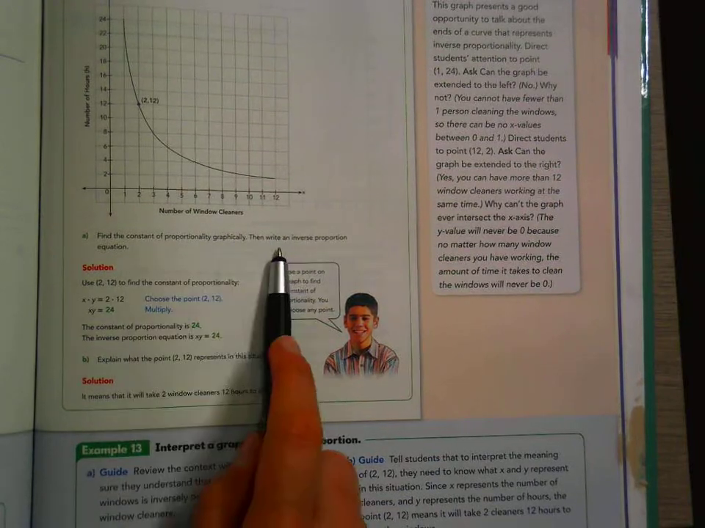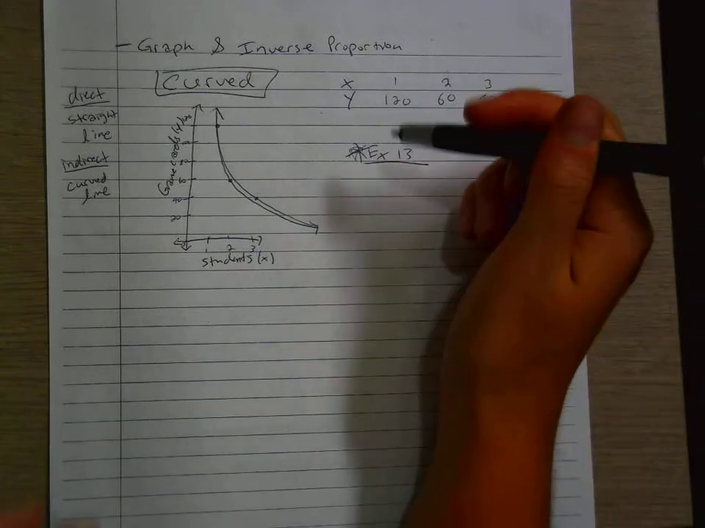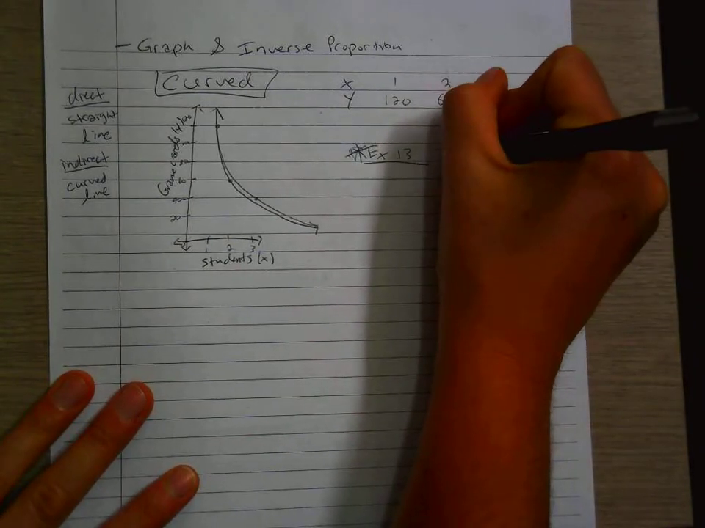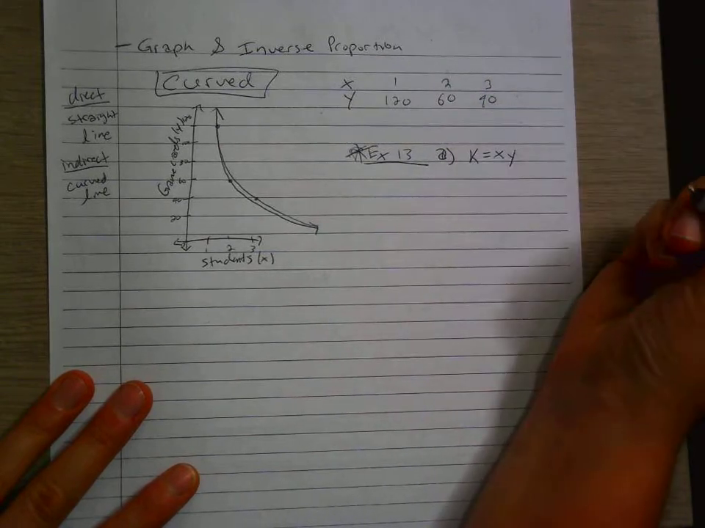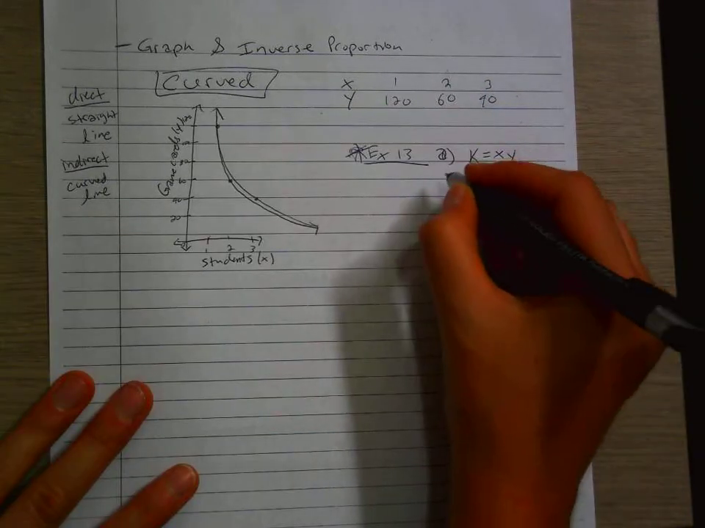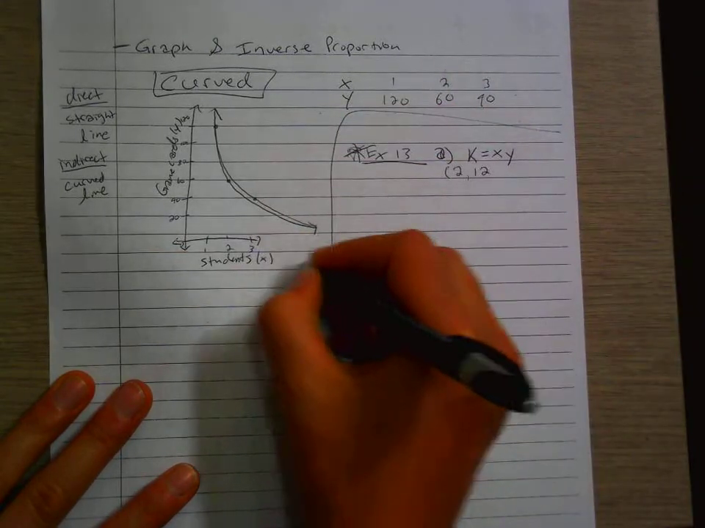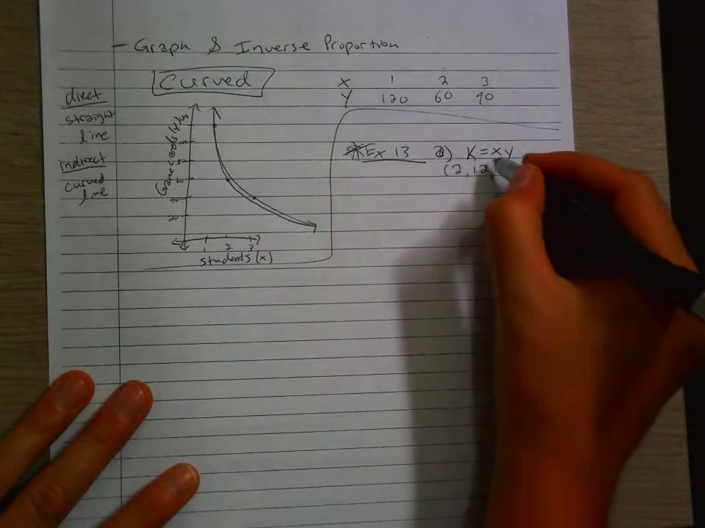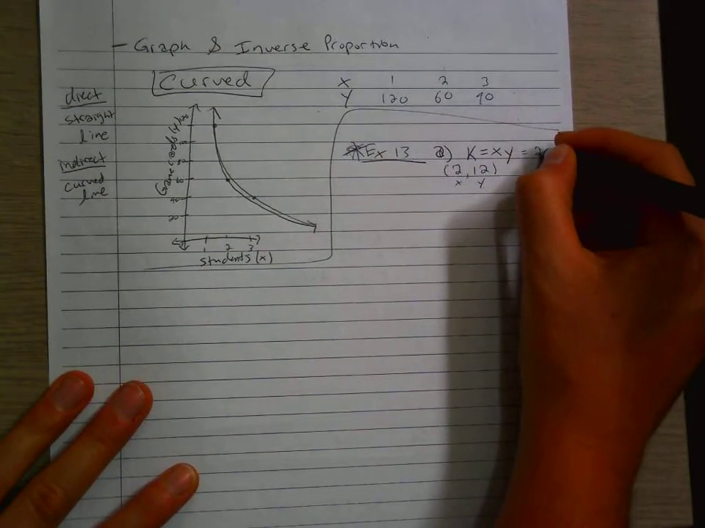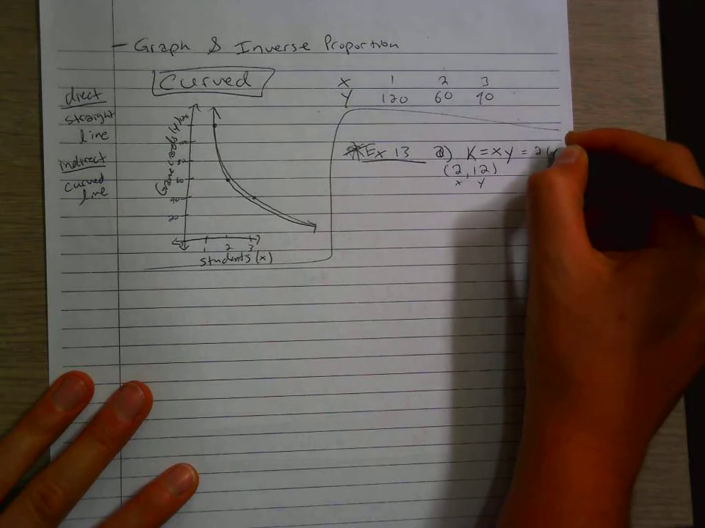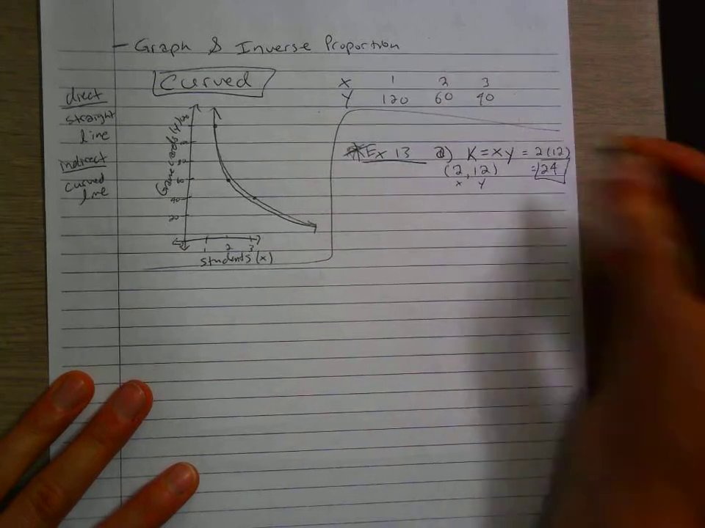So remember, inverse proportion, to find the constant proportionality, we'd figure out k, which equals x times y. In our graph, we know the point 2, 12. Remember, the 2 is the x, the 12 is the y. So k is 2 times 12, which is equal to 24, and that is the answer.